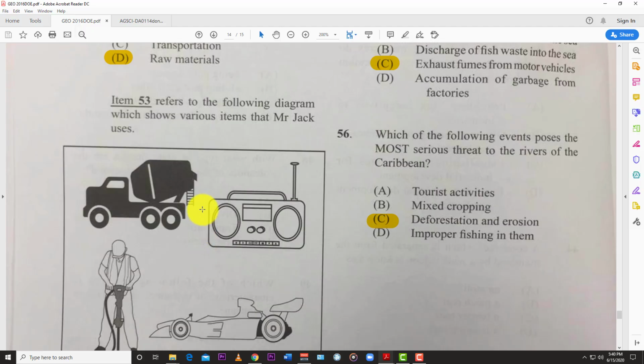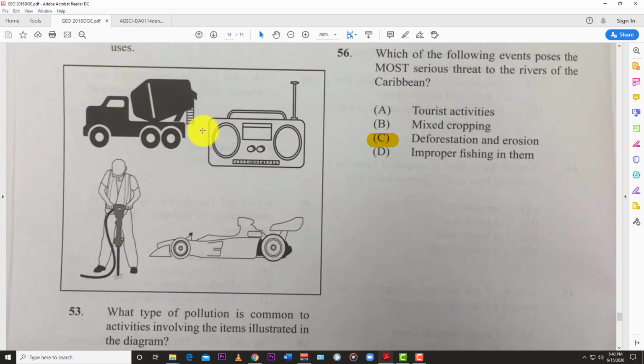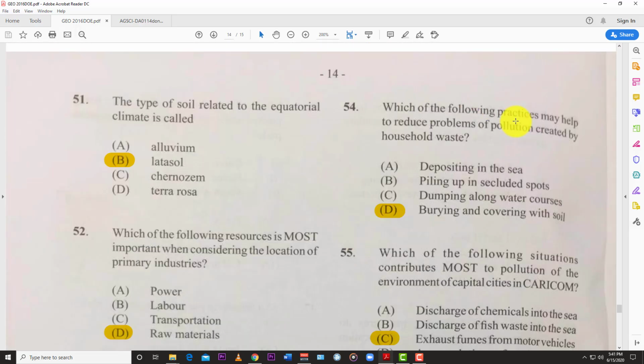53 refers to this diagram, which shows various items that Mr. Jack uses. What type of pollution is common to activities involving the item illustrated in the diagram? And of course, a lot of noise going on here, so the answer is B, noise pollution. 54. Which of the following practices may help to reduce the problem of pollution created by household waste? And the answer is D, burying and covering with soil.